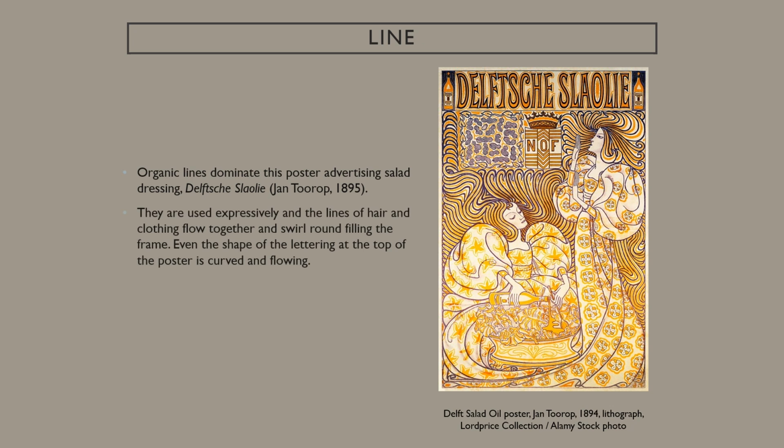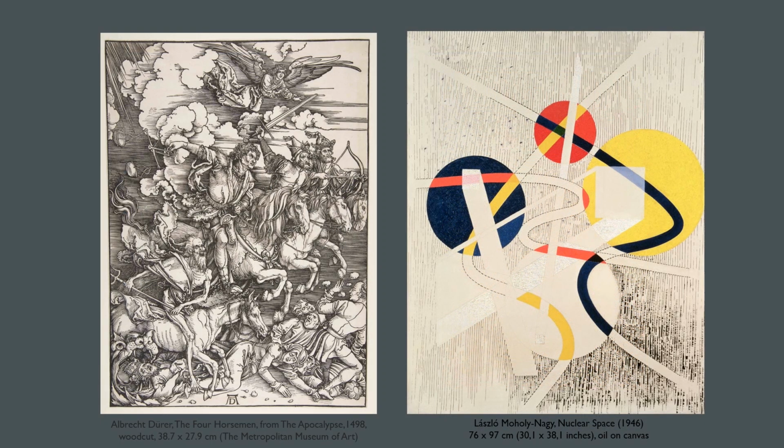So they're really playing up the expressivity of these organic lines. And so the hair and the clothing flow together, swirl around, filling the entire composition. And then this is repeated in the lettering, right? Everything is moving here and bringing us back around to the product and the name of the product, right? It definitely feels very natural, very sensual, right? Nothing about this feels mechanical, right?